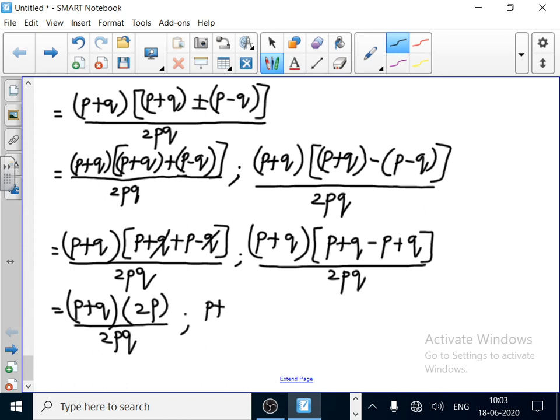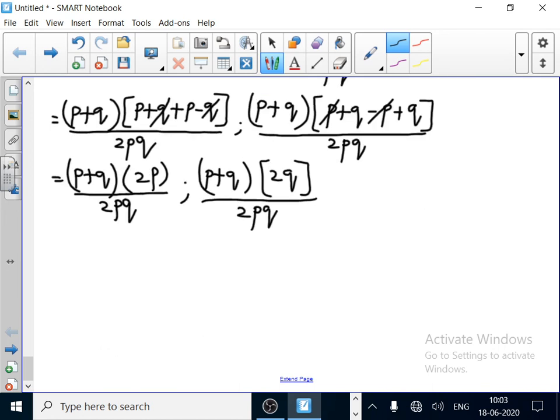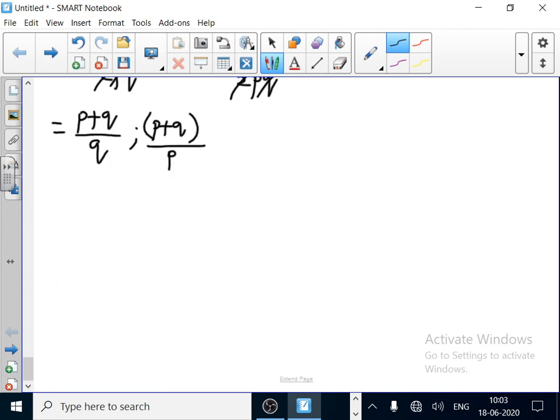Here p plus q plus p minus q can cancel. The remaining term will be 2p, whole divided by 2pq. That is equal to 2 and p get cancelled. Remaining is p plus q by q. Here 2 and p get cancelled. P plus q, whole divided by p. So the answer is x equal to p plus q by q, p plus q by p.